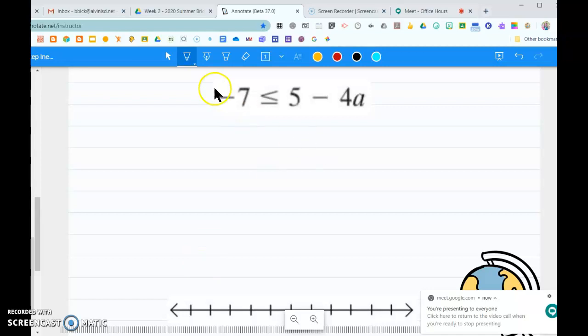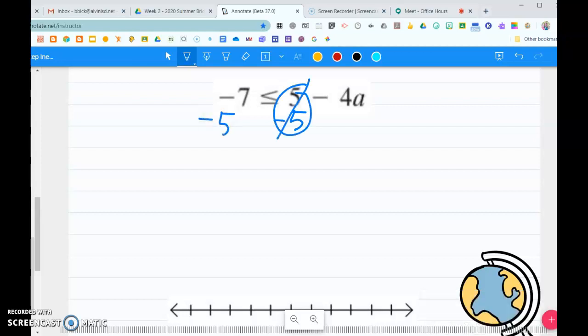All right, our next example is negative 7 is less than or equal to 5 minus 4a. So I'm going to start by getting that minus 4a by itself. The inverse of positive 5 is negative 5, and that creates my 0 pair. What I do to one side, I have to do to the other. So negative 7 minus 5 is negative 12. Because we only subtracted, we don't have to flip our sign. And we're left with negative 4a is greater than or equal to negative 12.